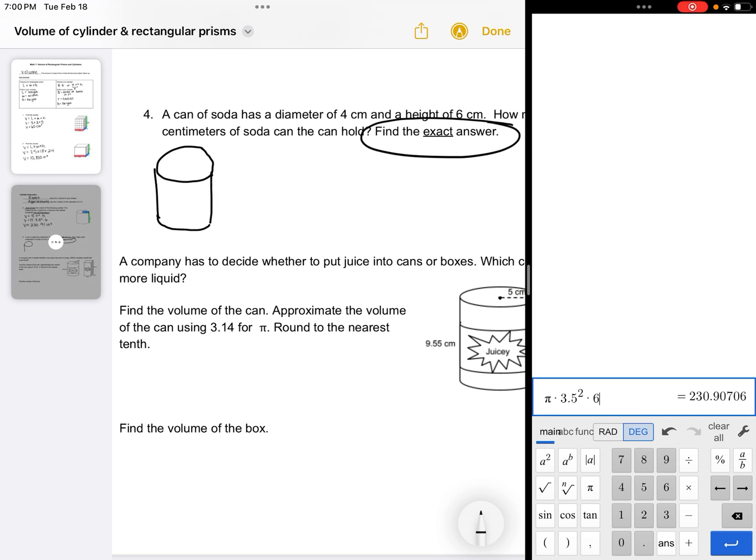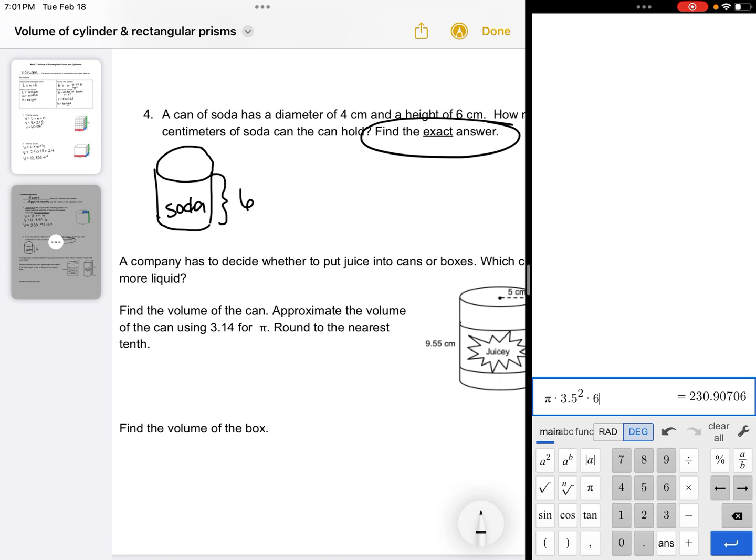So this is soda. Now I'm going to label the 2 different things that they gave me. They gave me a diameter of 4 centimeters and a height of 6 centimeters. I know that the height is telling me how tall something is. So 6 is going to represent the side length. This is what it would represent, how tall it is.